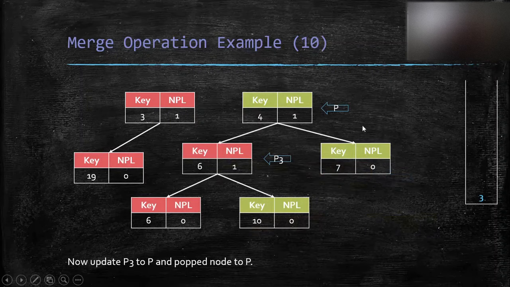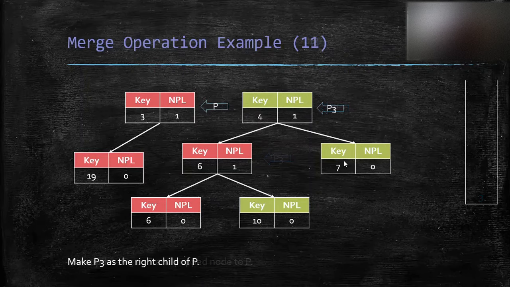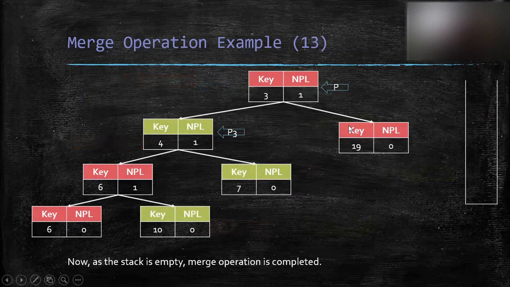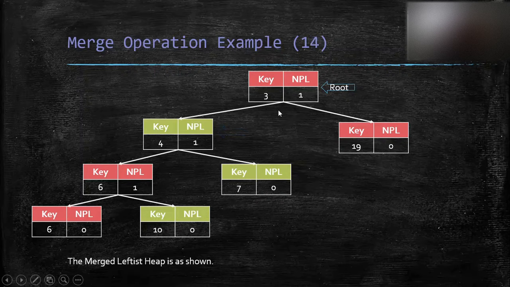Now this P3 will go here, and P3 will be popped and P will point to this node. Now we will make P3 P's right child. Now also we can see that here that property gets violated as NPL on left is smaller, so we swap the children. Now as our stack is emptied, this operation is completed, and the final result of the merge operation is as shown. This will be the root, and this will be the structure of the heap right now.